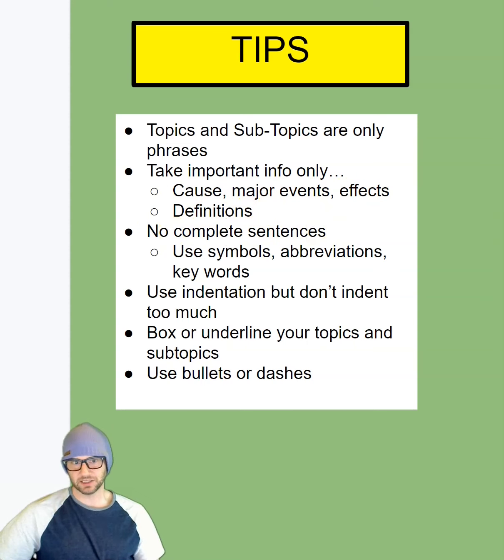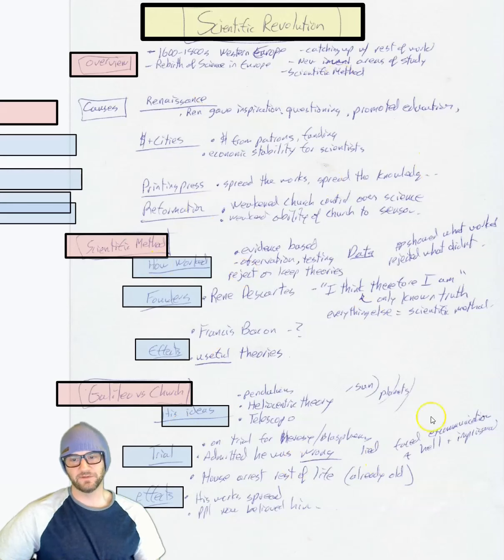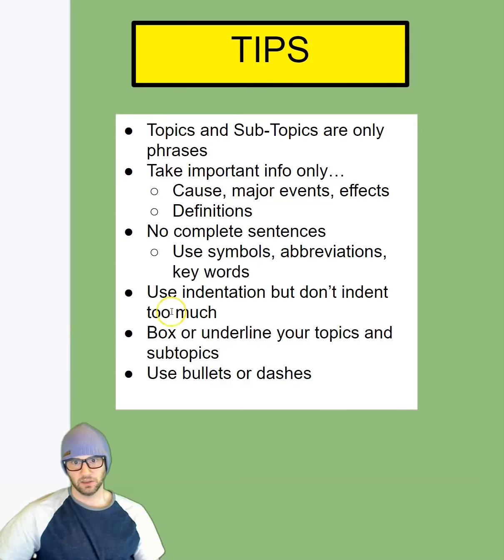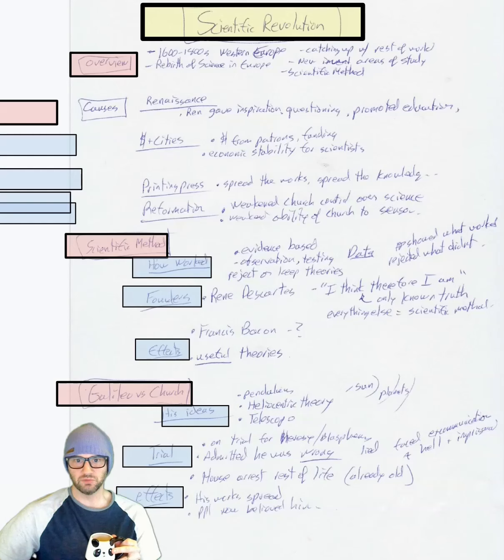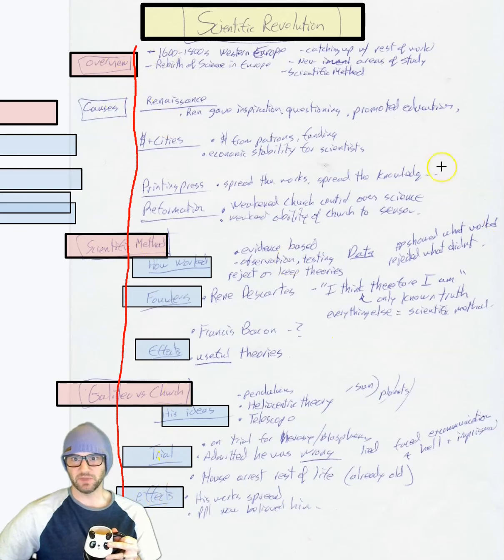No complete sentences. How many complete sentences? Very few, okay? Use symbols, use abbreviations, use keywords. These are your notes. Use indentation, but don't indent too much. Okay, this is the side of the page right here on the left. I'm using this, which is probably right before the margin line. These are on the margin lines. So if this was a lined sheet of paper, these would probably be left of the margin, and these would be right on the margin, leaving me the majority of the paper to write on. Don't scrunch yourself.